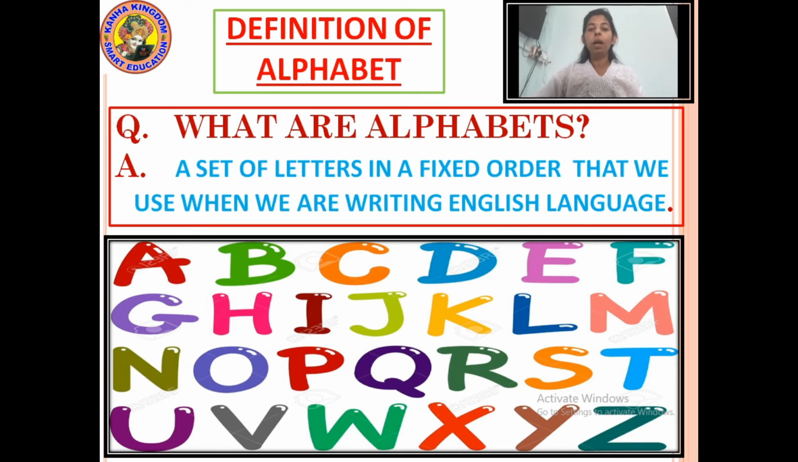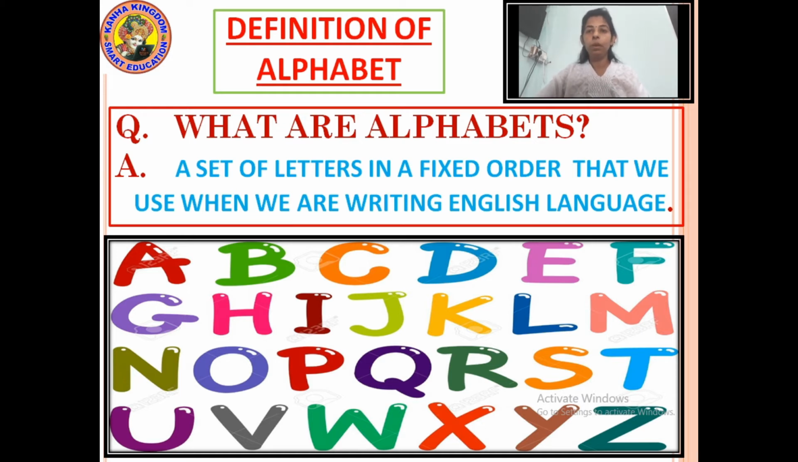Okay, now after revision of all alphabets, we will see what are alphabets. A set of letters in a fixed order that we use when we are writing English language. So what is our definition of alphabets? A set of letters in a fixed order that we use when we are writing English language. Got it? Don't forget it.